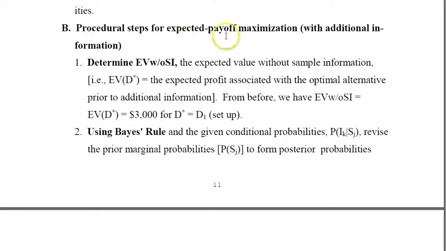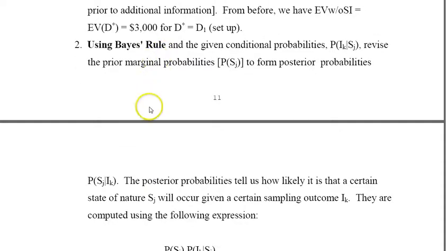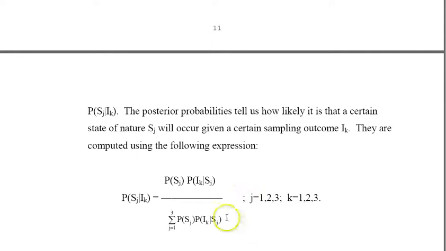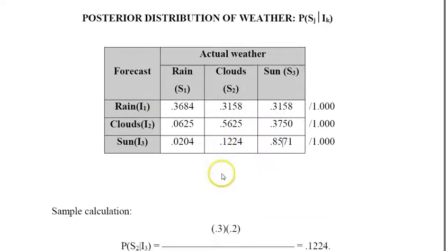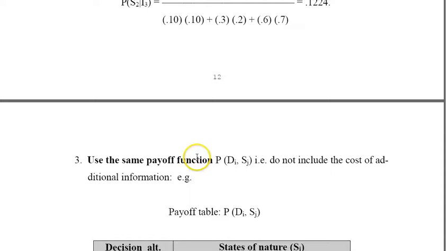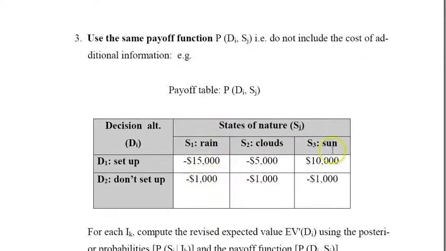So the procedure for computing the expected payoff with this additional or sampling information is this. First, we calculate the expected value without sampling information, and this is what we did before, so that's $3,000. Then we use Bayes' rule. This is Bayes' rule. We'll explain more about this, but please review that. And then this will give us these posterior probabilities, and then we're going to use the same payoff function. We are not going to include in this case the cost of additional information.